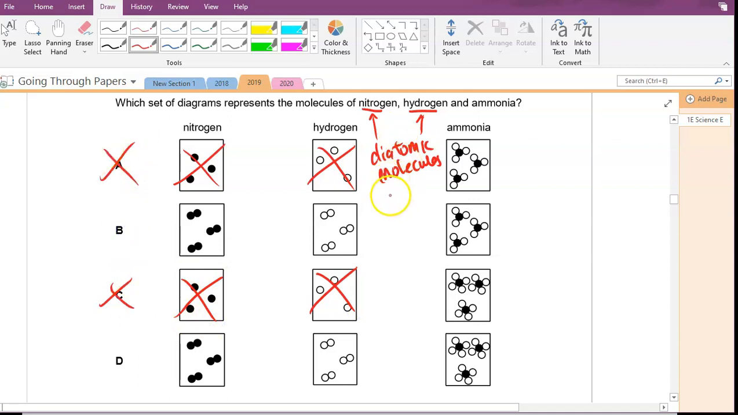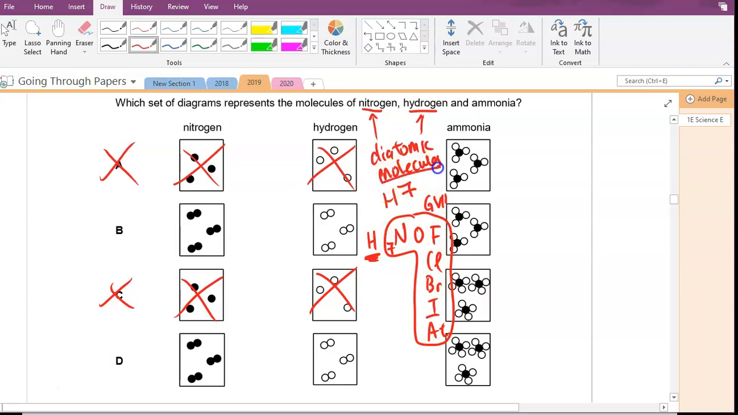How do you know which are diatomic molecules? It's the H7 elements. What are the H7 elements? You look at the periodic table: it is hydrogen, then go to group 7: fluorine, then all the way down, chlorine, bromine, iodine, astatine. Also nitrogen and oxygen. So it's H plus 7 other elements, and they all exist as diatomic molecules. So take note of this. Therefore, I'm left with B and D.